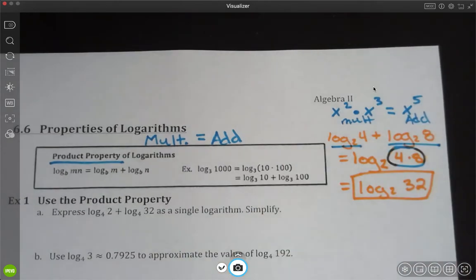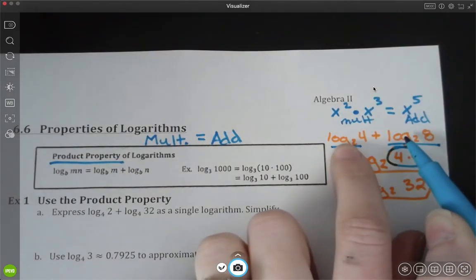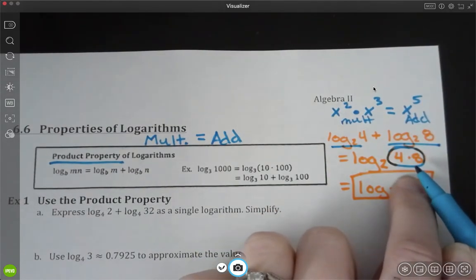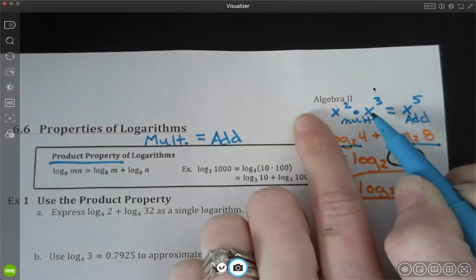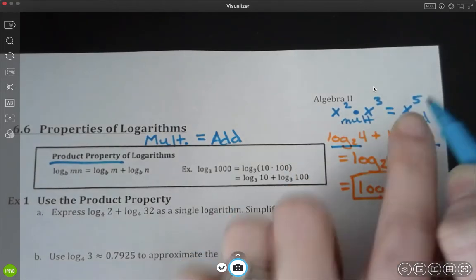Now here's my question to you. Here we had two of them that we were multiplying together, and multiply made add. Two became one. Multiply became add. But why is it the opposite here, where add becomes multiply? Because it's an inverse. Yes, exponential functions and logarithm functions are inverses. So here, when we're adding logs together, we actually multiply to make one. Here, when we're multiplying, we add to make one. Does that make sense?